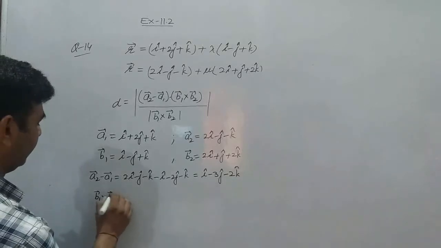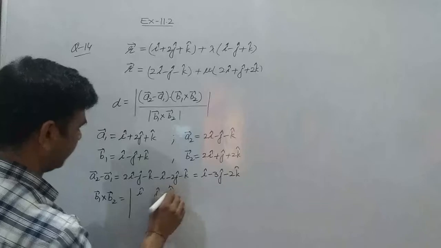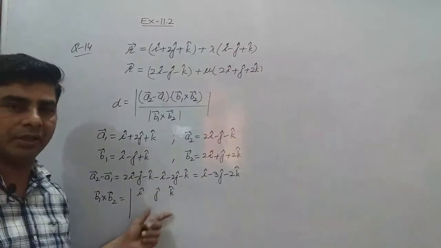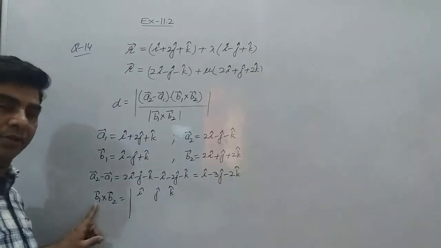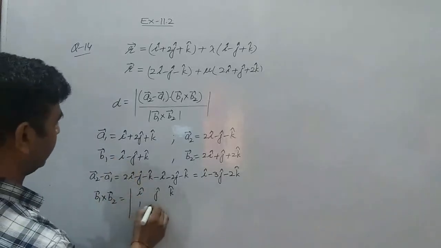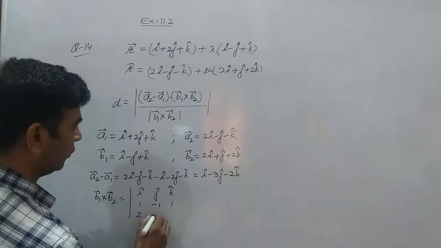This is given by i cap j cap k cap. बच्चों मैं आपको बता चुका हूँ कि दो वेक्टर्स की क्रॉस प्रोडक्ट जो करते हैं वो डिटरमिनेंट मेथड से करते हैं, टेकिंग i cap j cap k cap as your first row, then the components of vector b1 will be the second row. This is given by b1 is your 1 minus 1 1 and component vector b2 will be your 2 1 2.